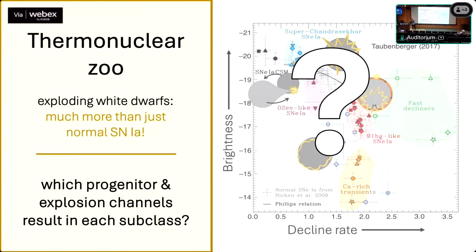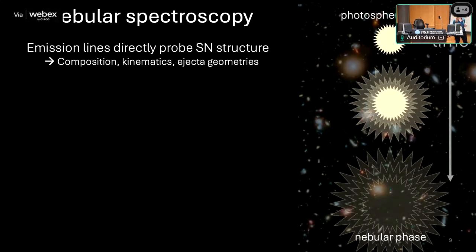All right, so the tool that I have been using to investigate this is called nebular spectroscopy. Supernovae start very hot and dense, and this is what we call the photospheric phase. The photons can't diffuse out yet. It's too hot, too dense. You only see the outer layers. But over time, the supernova is expanding, so those layers dilute, and they start to become see-through.